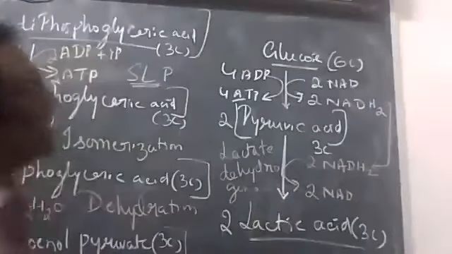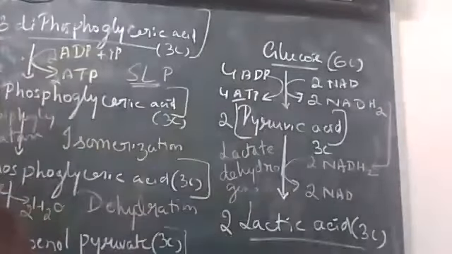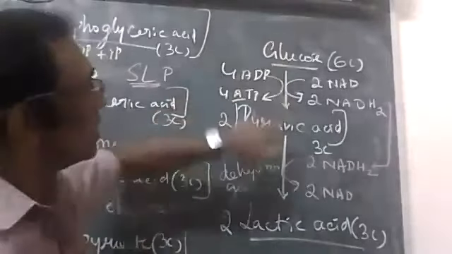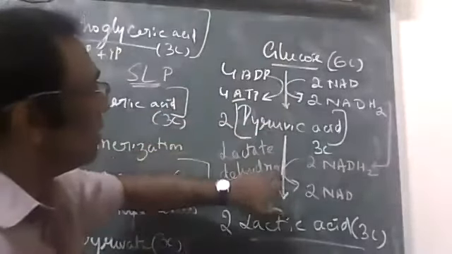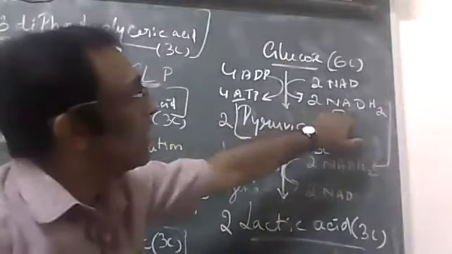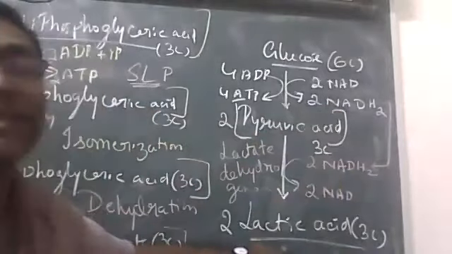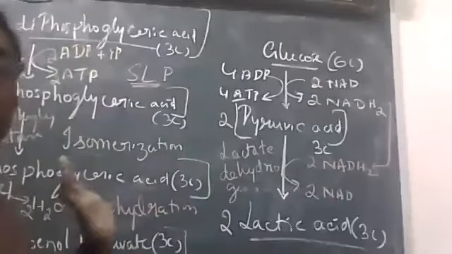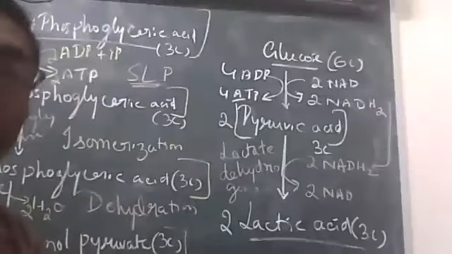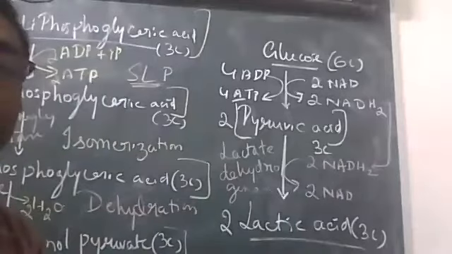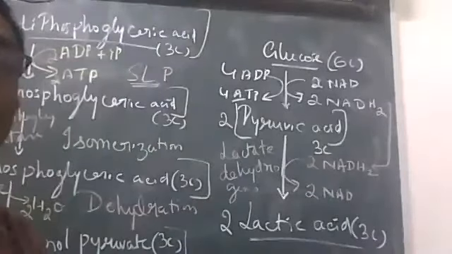Did you all understand the summary? Glucose becomes pyruvic acid. NADH is produced here. It is used up in the reduction reaction to form lactic acid. Is everything clear? Yes, sir. Any doubts in this?